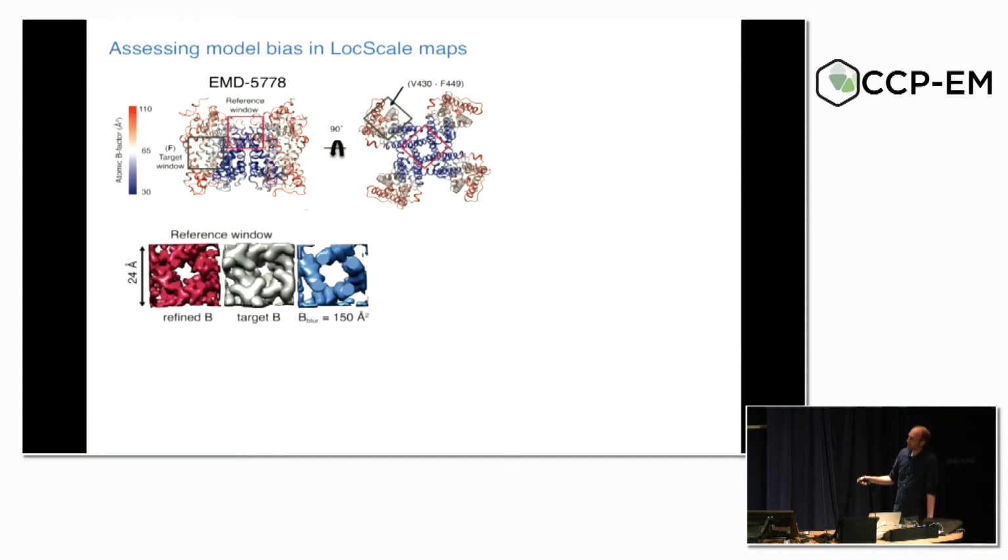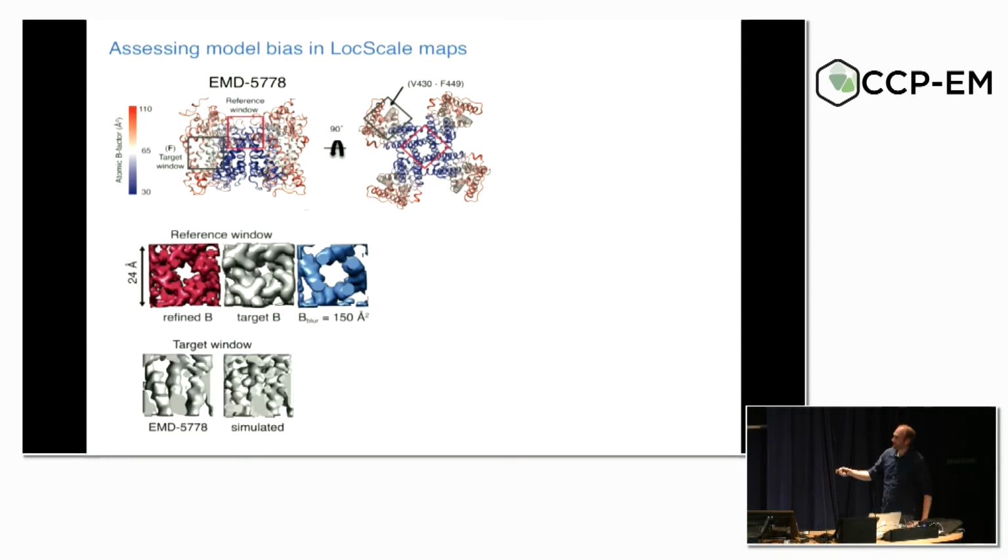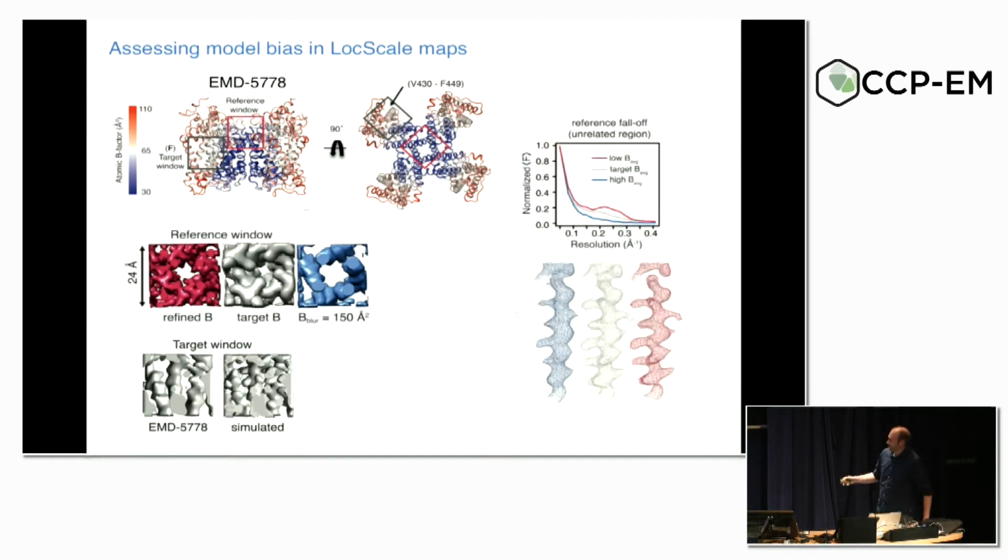I can choose one with a refined B factor at this position, so this will be very low. I can choose one that approximates the B factor I estimated from the target window, and one in which I have blurred it over the B factor that's actually relevant for the target window. And then you can look at the target window, and you see that these structurally have nothing to do with each other. But I can use this now. So this target window contains the same helix.